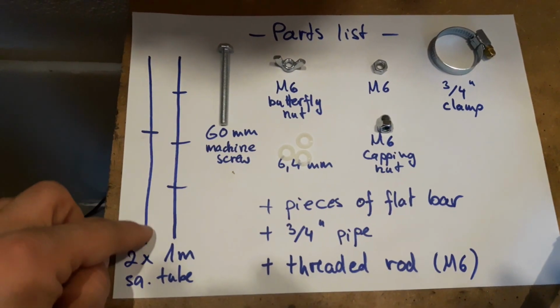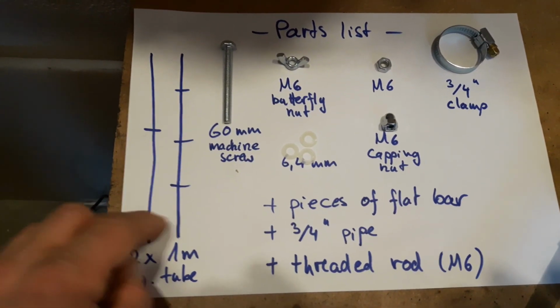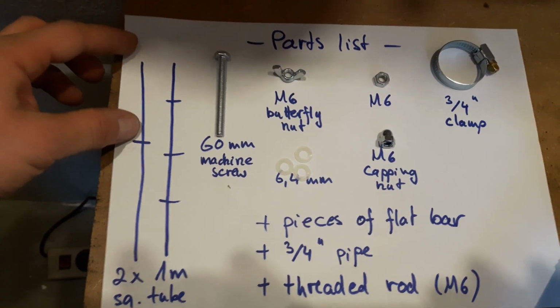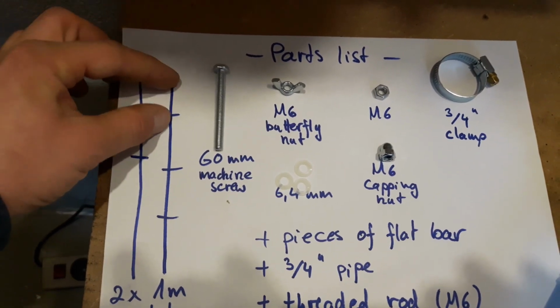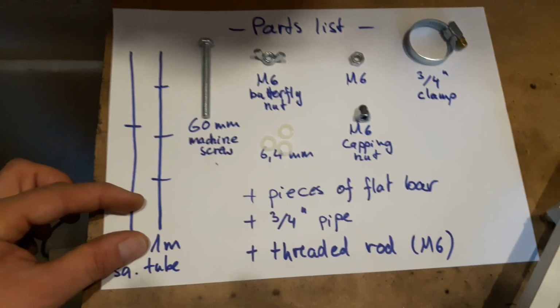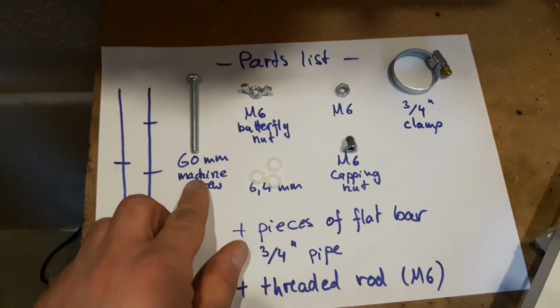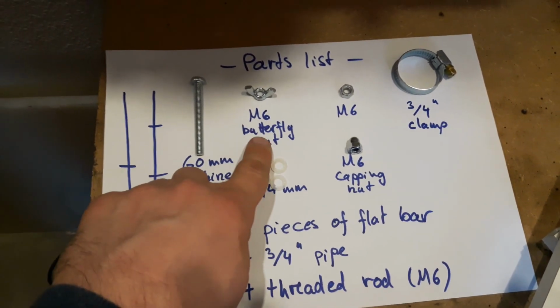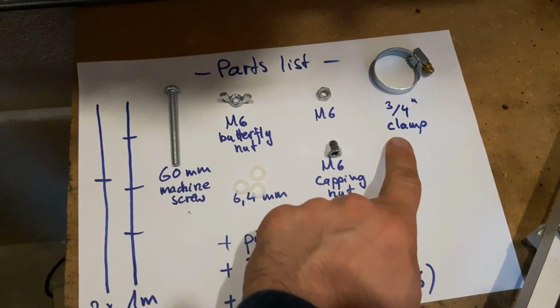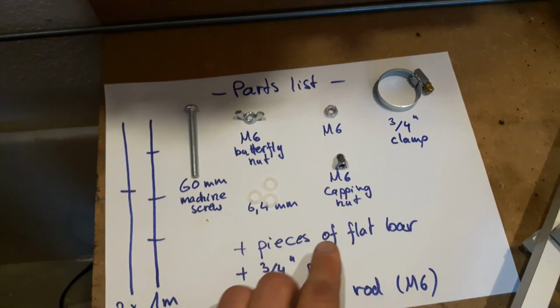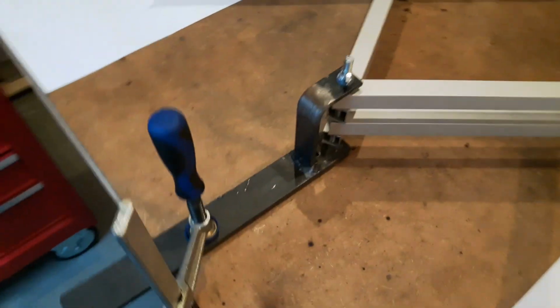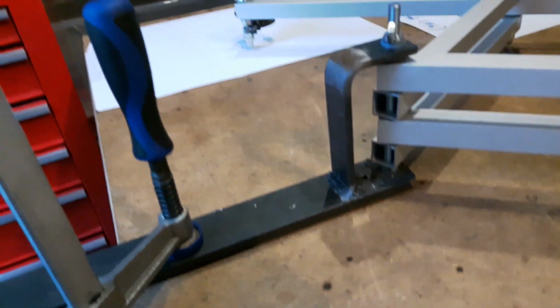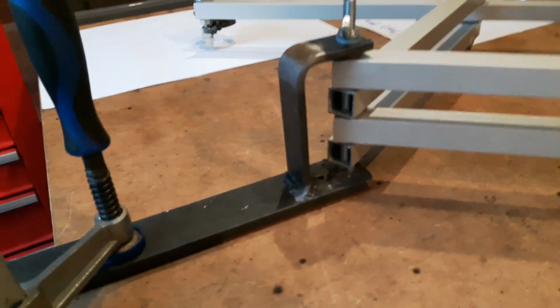I bought two pieces of aluminium square tube, each 1 meter long. I cut the first in half and the other into four pieces. I also used some 60 mm machine screws, butterfly nuts, a 3/4 inch pipe clamp, a capping nut, and some pieces of flat bar from my junk box, as you can see here. This is used to keep it in place.